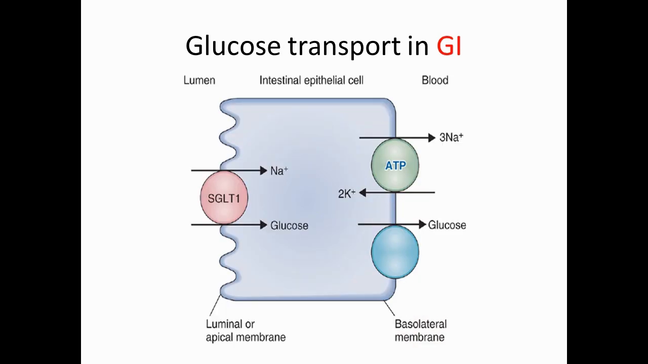Here's another picture of glucose transport in the GI tract. As you can see, sodium and glucose will enter the cell with the help of the SGLT transporter, and because of that glucose concentration in the cell will get high compared to the blood, and high concentration glucose will go to low concentration in a sodium independent manner, and that's how glucose is absorbed by the intestine.